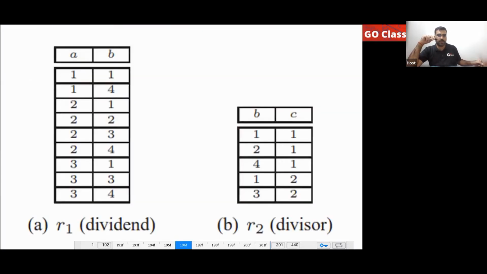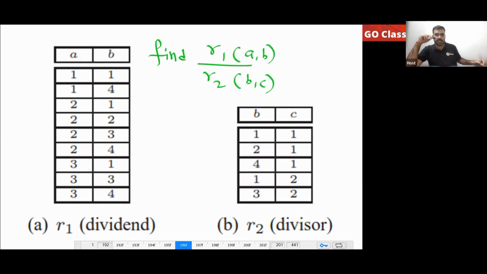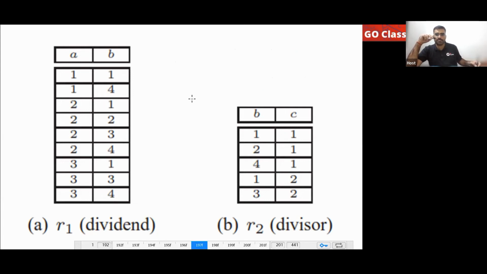Isn't it simple? What about this question? Tell me, what about this question? In this question you find r1 divided by r2. Remember your r1 has a comma b, and your r2 has b comma c. Find r1 divided by r2. Invalid, right? Not possible.